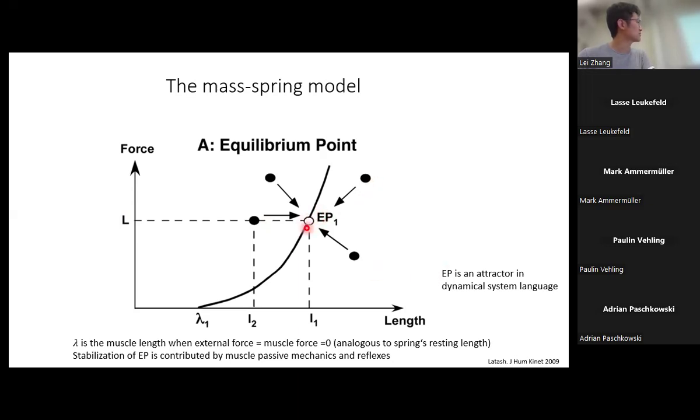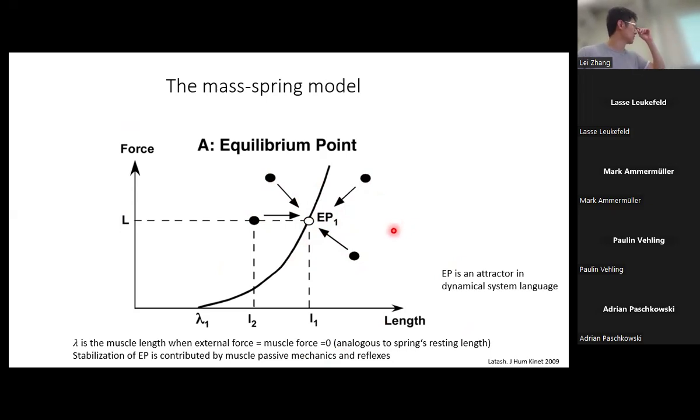So in the dynamical system, we've learned this dynamical system language, and we can consider the EP as an attractor under this condition. If your system is not at this position, then it always goes to this attractor. So this is some description of this character.